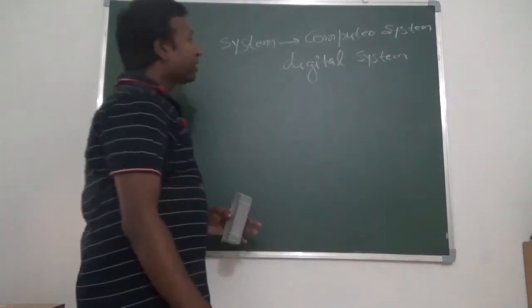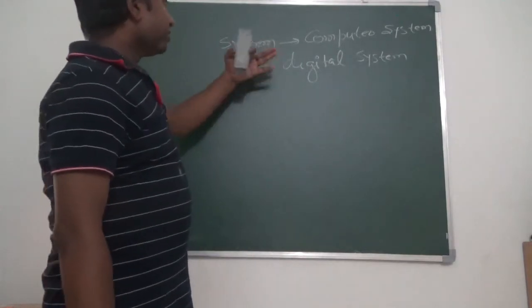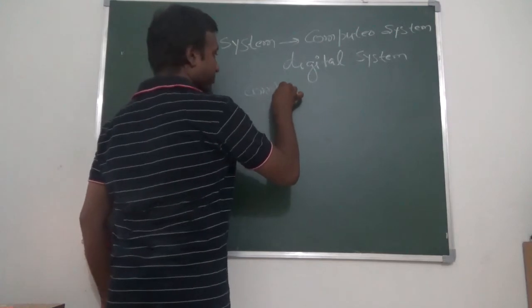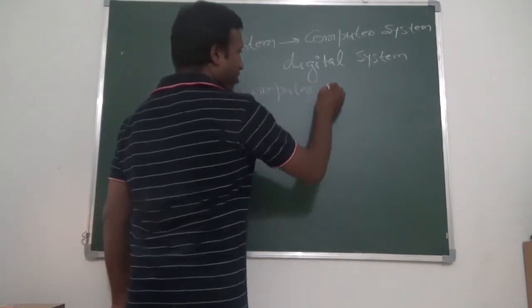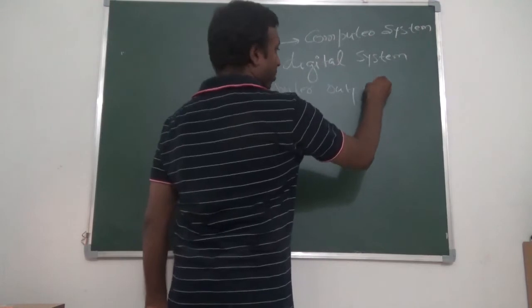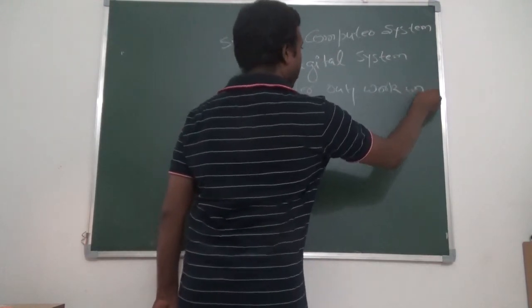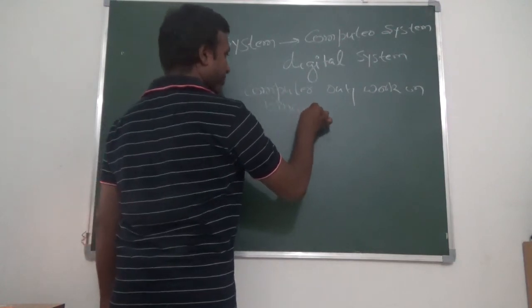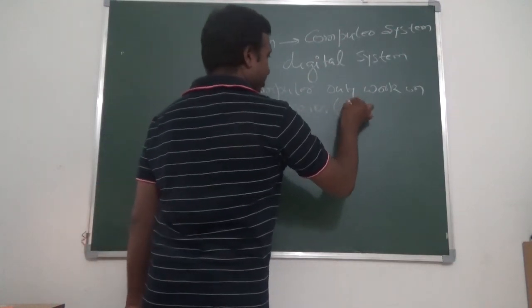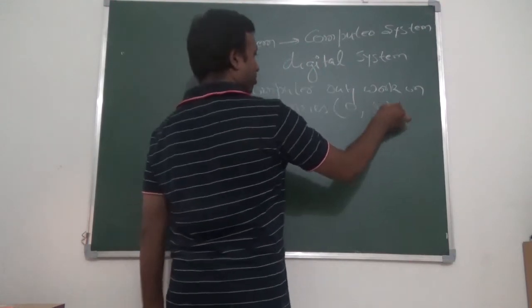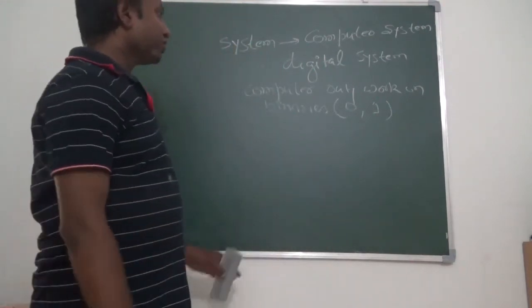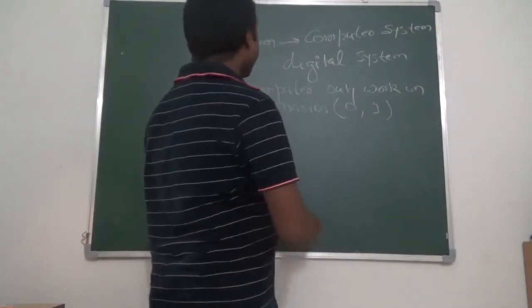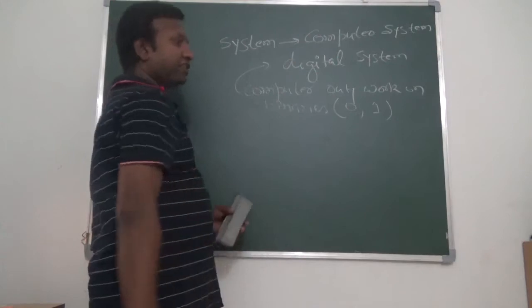So what is the meaning of this line? The computer system is a digital system means the computer only works on binaries, that is 0 or 1. So the computer system does not understand any other things, it only understands 0, 1, and that is why it is called a digital system.